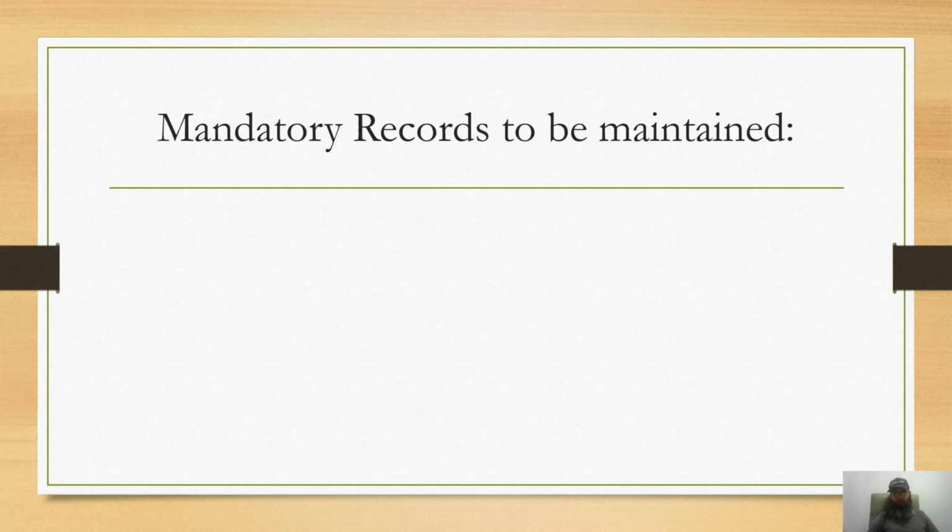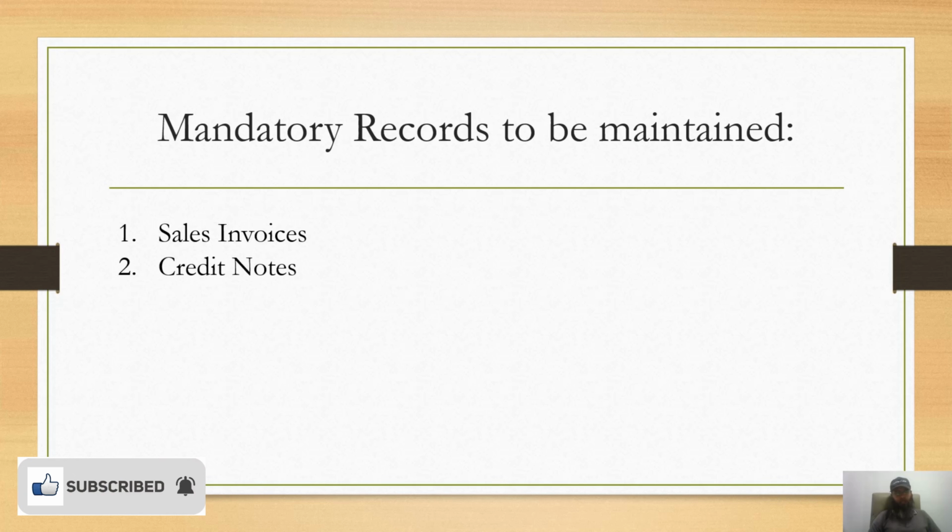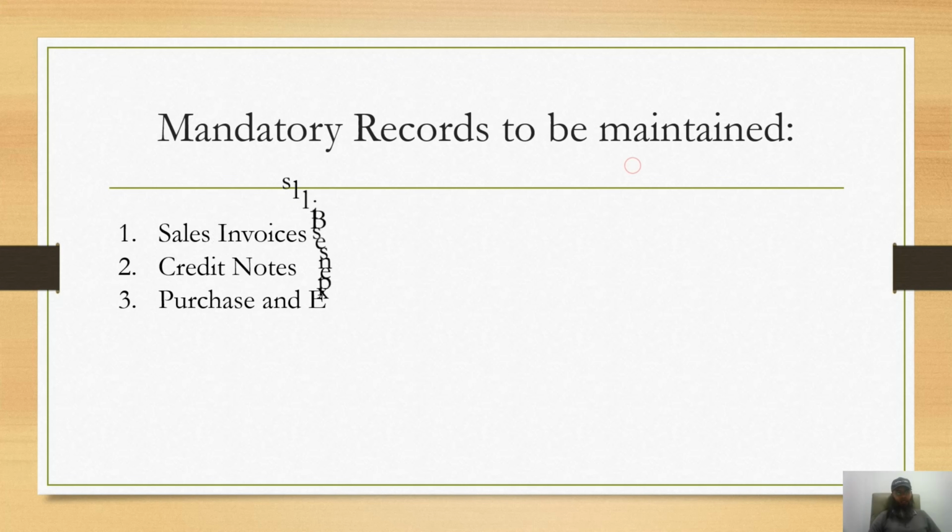Now we will see what are the mandatory records to be maintained by each business. First of all, each business must maintain a complete record of sales invoices. The businesses must have a complete record in the accounting software for all the sales invoices during the period, and also the physical sales invoices must be filed in the office record. Secondly, the credit notes for each sales return. A credit note must be recorded in the accounting system, and the physical copy of that credit note also must be maintained.